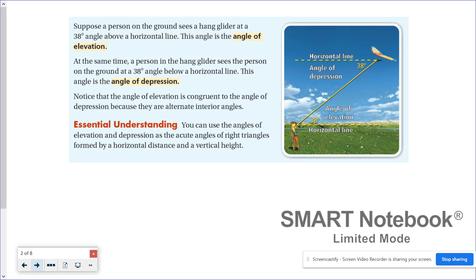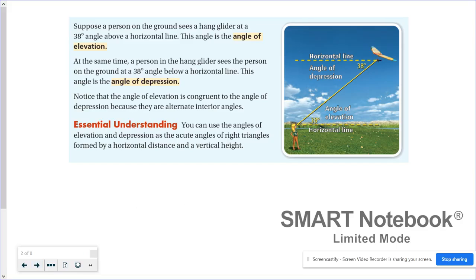Now, the person in the hang glider, if they're looking straight ahead and then they look down at the girl, that angle at which they look down, that's called their angle of depression. Now, you'll notice in this diagram that the angle of elevation and the angle of depression are both 38 degrees. And the reason is that those two angles are alternate interior angles.